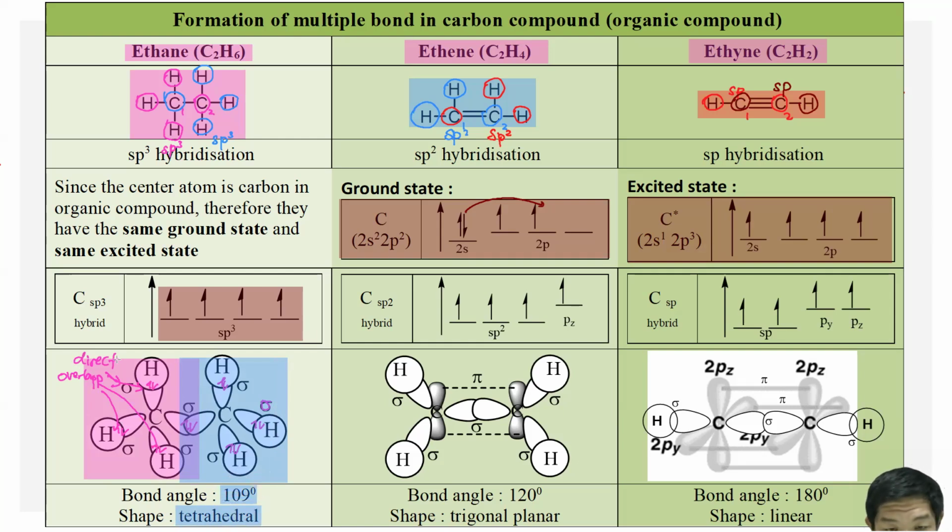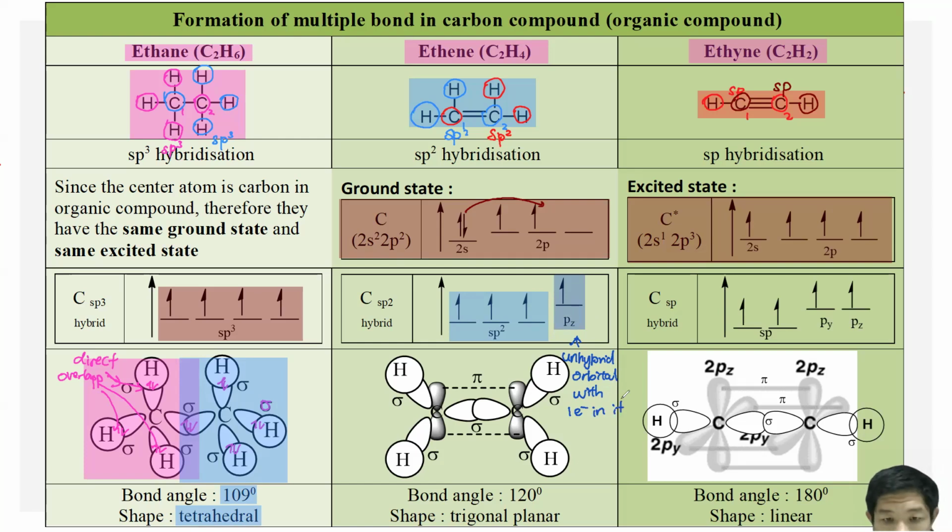As for the ethene molecule, since it only involves 3 surrounding atoms, you are going to take sp2 hybridization, leaving one unhybridized pz orbital here. I'm going to highlight it with a different color. This pz is an unhybridized orbital with a single electron in it.